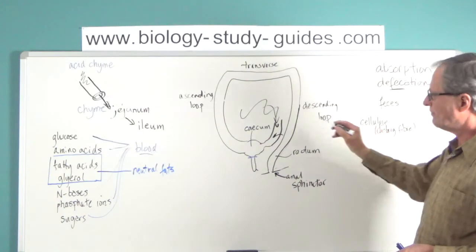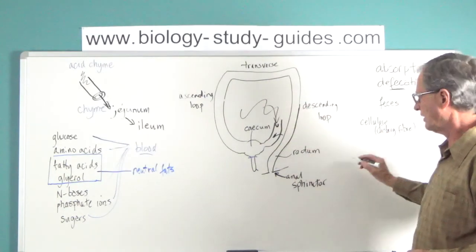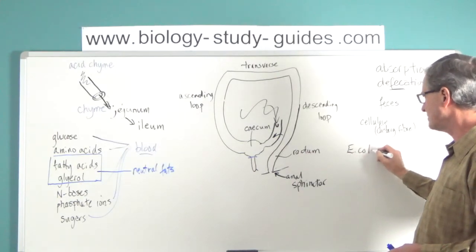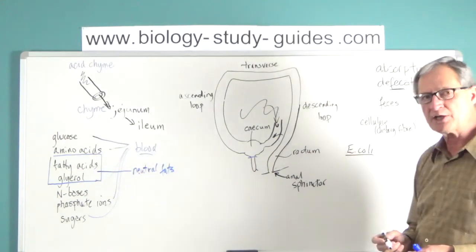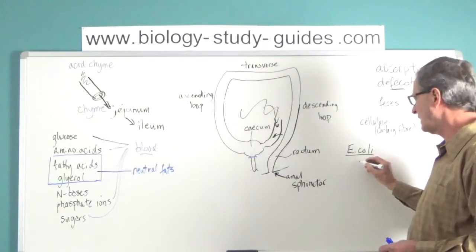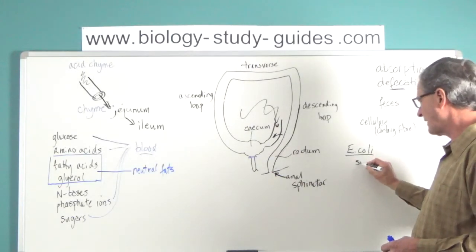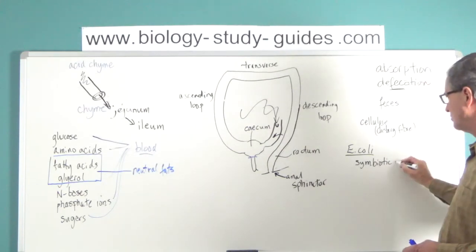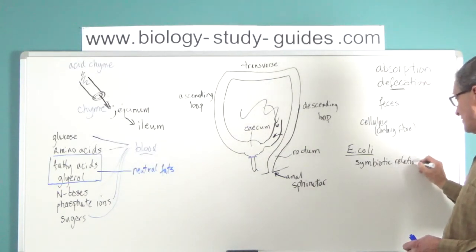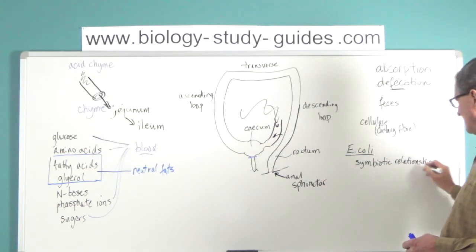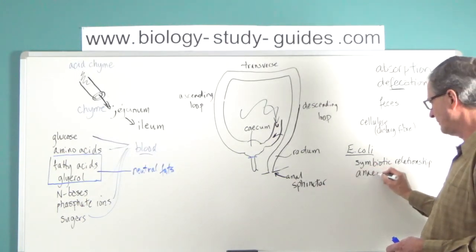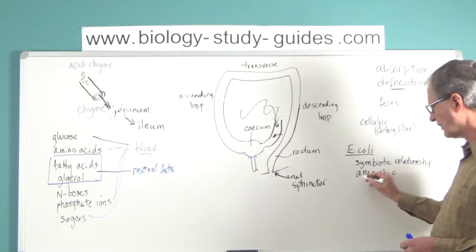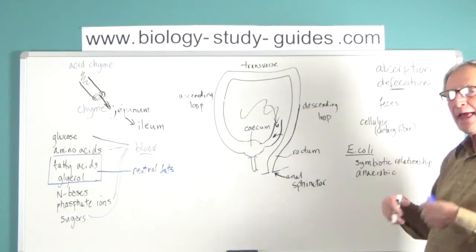There's another very important feature of the large intestine, and that's the presence of bacteria. The bacterium that's in the large intestine is Escherichia coli. It has a symbiotic relationship with us. It's anaerobic. It doesn't require oxygen, so it's anaerobic without oxygen, and it helps us.